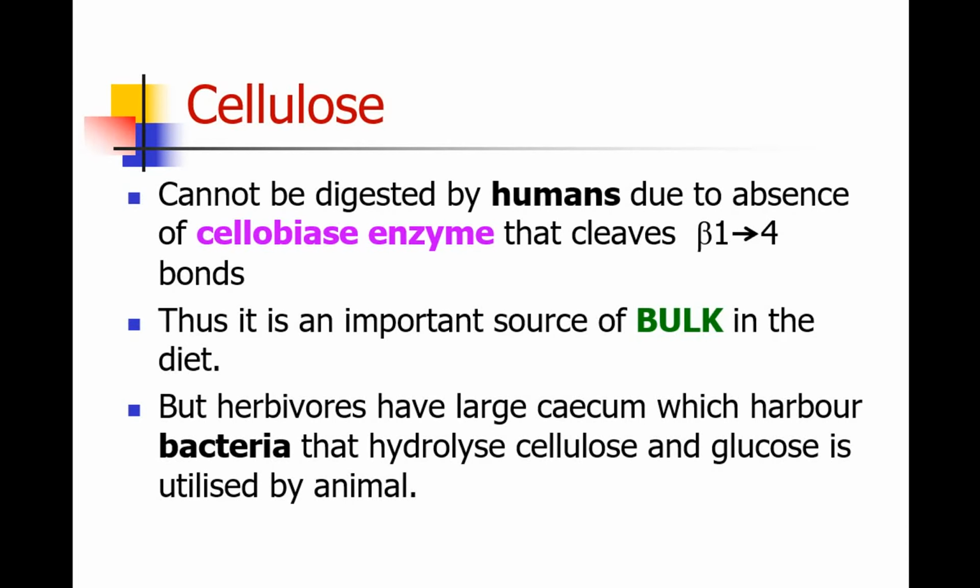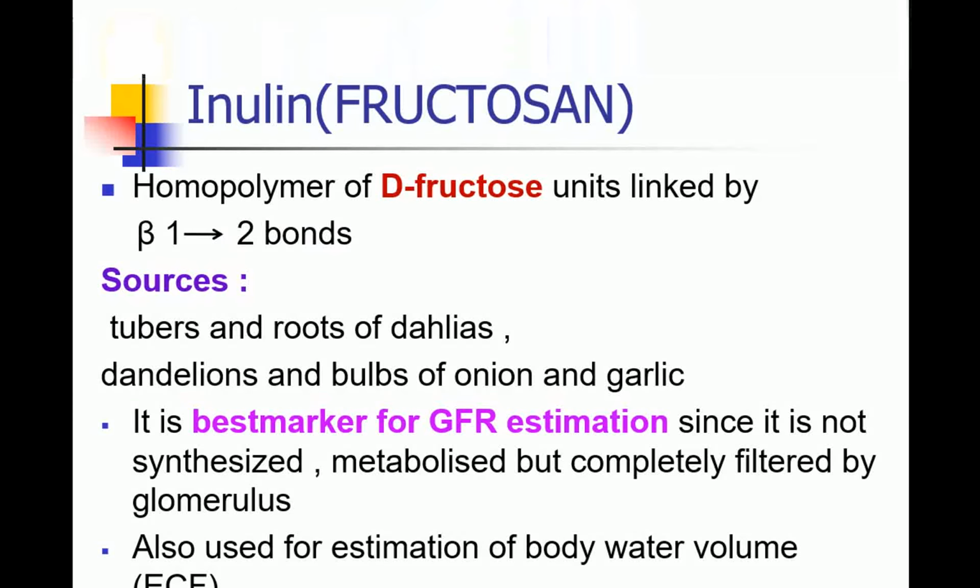Next is inulin, which is called a fructosan. Inulin is a polymer made up of repeating units of fructose, so it is a homopolymer, and since it is made up of fructose, it is called fructosan. All the fructose molecules in the inulin are linked by beta 1,2-glycosidic bonds.